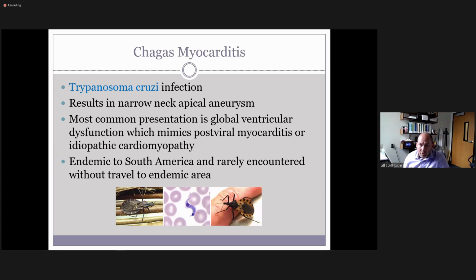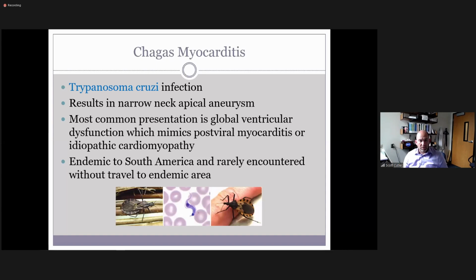Looking at the pictures at the bottom, it basically is a parasite that's found in that bug. Let me move this, I got a little note on it. I'm trying to move my Zoom thing here.